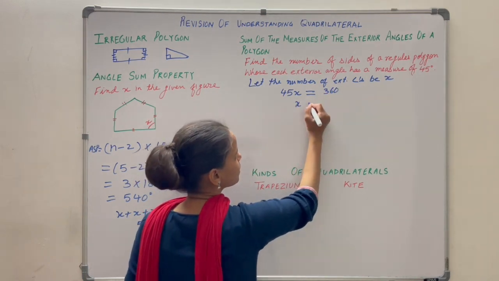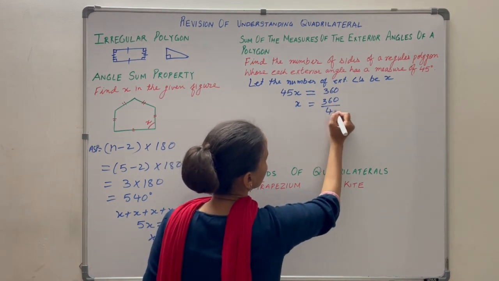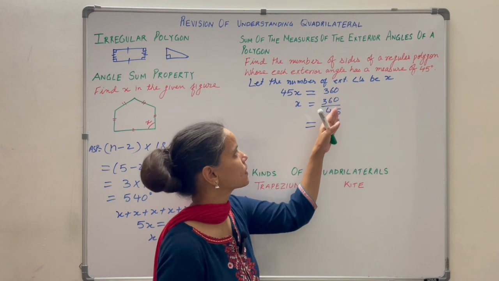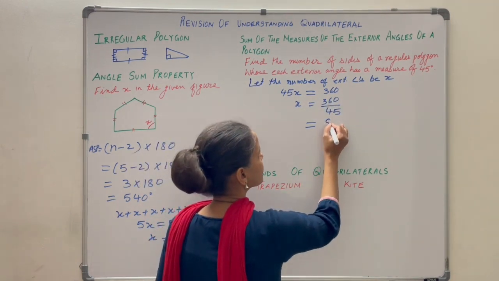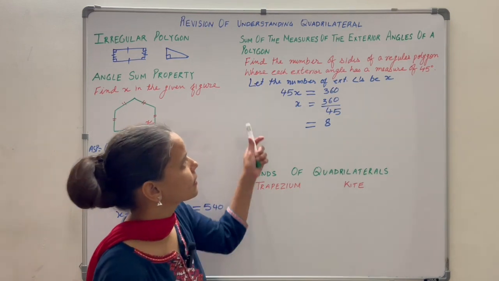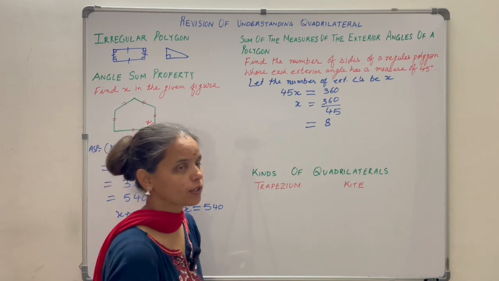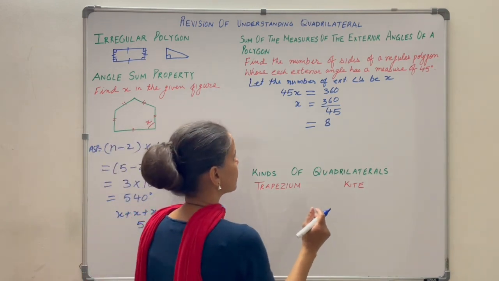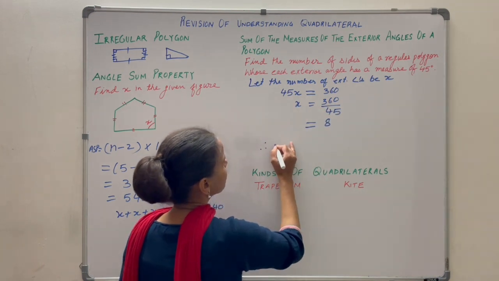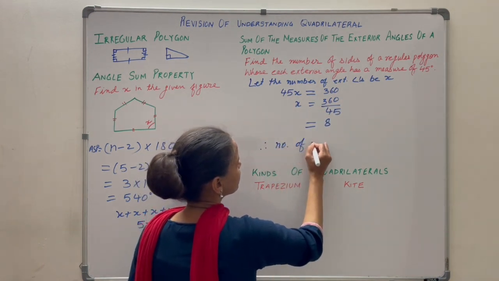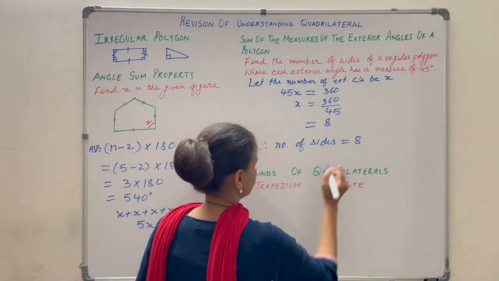So x equals 360 divided by 45. You can cancel, 360 upon 45. So you will get 8. What is 8? The number of exterior angles. And you just now know the number of exterior angles, interior angles and sides is the same. So the number of sides is, therefore, also equal to 8.